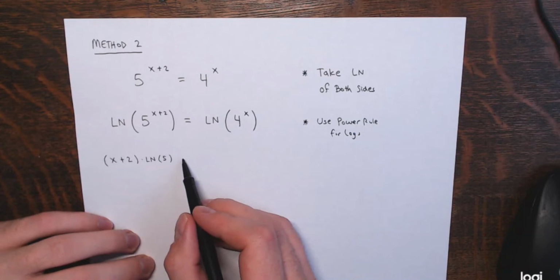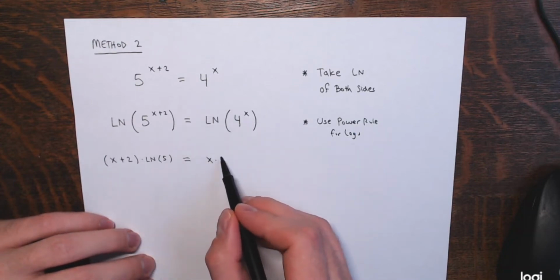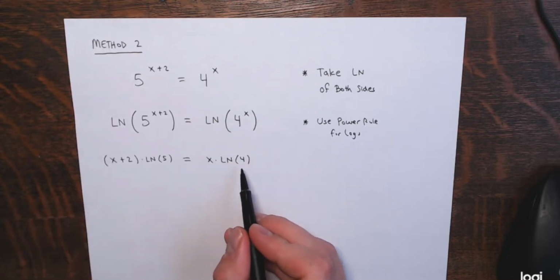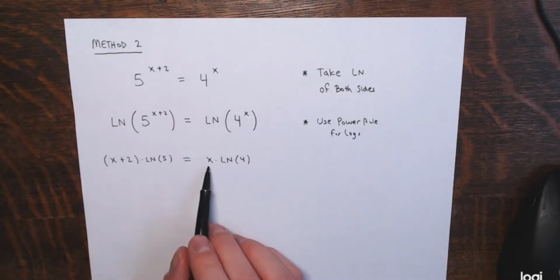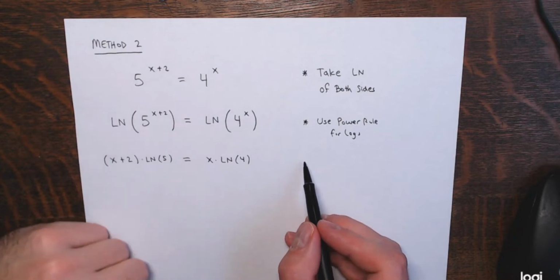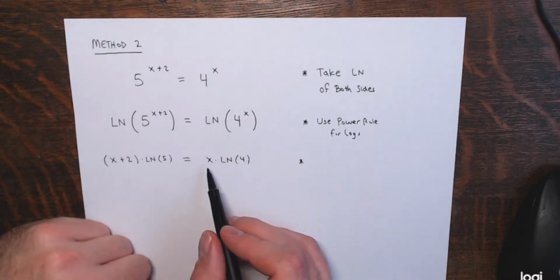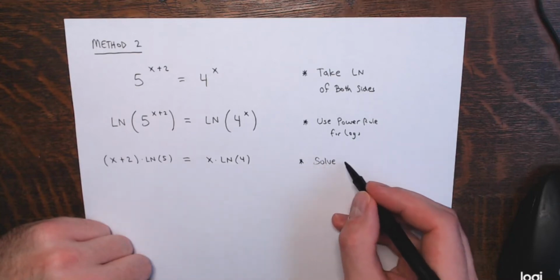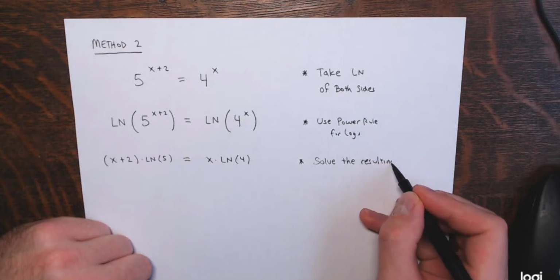Same thing on the other side. I pull x out. We have x times, and then just the natural log of 4. Right? And the natural log of 4 is a number. So I have x plus 2 times some number equals x times some number. And so what we have here is a linear equation in x. Solve this equation. Solve the resulting equation for the variable, and there you go.